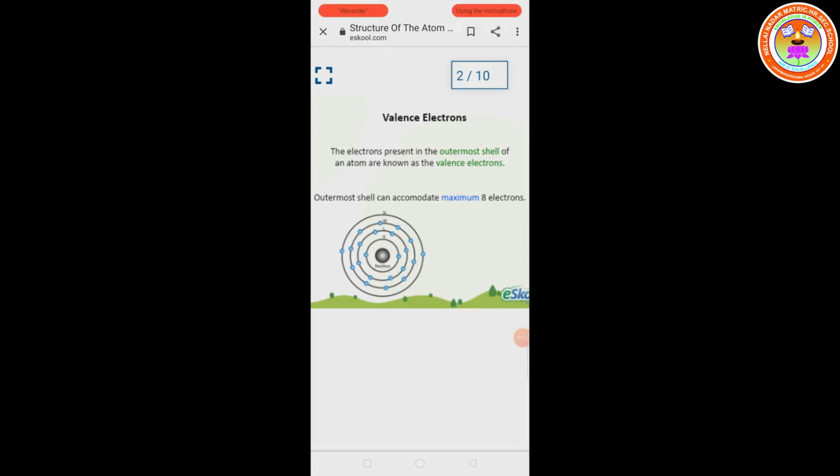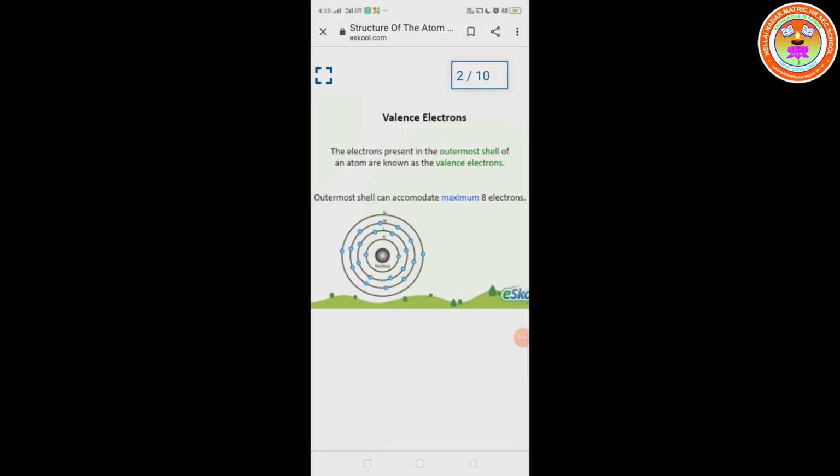So the valency electron definition: the electrons present in the outermost shell of the atoms are known as valency electrons. From this diagram, you know that the central portion is called the nucleus. Around the nucleus, it contains many orbitals. The first orbital is called the K shell, the second L, third M, the last one N.